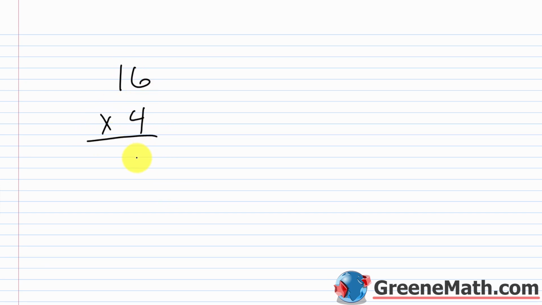4 times 6 is going to be 24. 4 down, carry the 2. 4 times 1 is 4, plus 2 is 6, so that's 64. Now to multiply by 2,000, I just need to multiply by 2 and attach 3 trailing zeros.